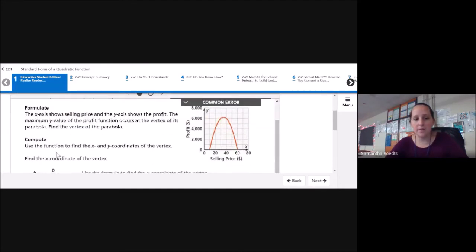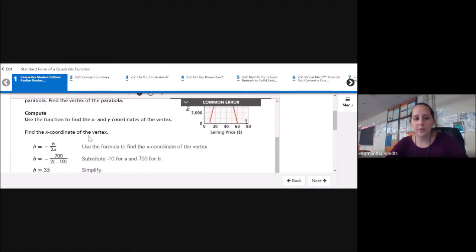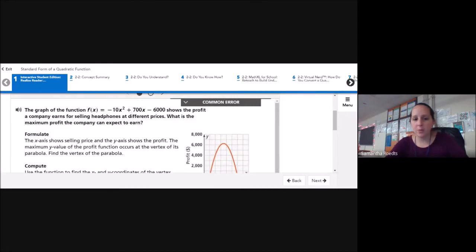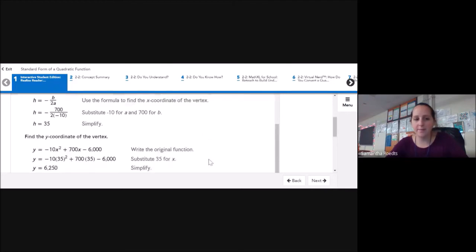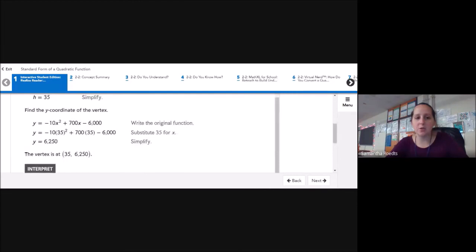So in order to do that, I use the function to find the x and y coordinates of the vertex. So I find the x coordinate of the vertex, which is -b over 2a. So in my original problem, a is -10, b is 700, c is -6,000. So it's -700 over 2 times -10, which gives me 35 when it's simplified. And then I substitute that back in for my x value to find my y value, which is 6,250. So the vertex is at 35, 6,250.